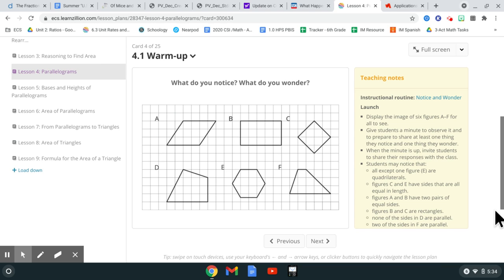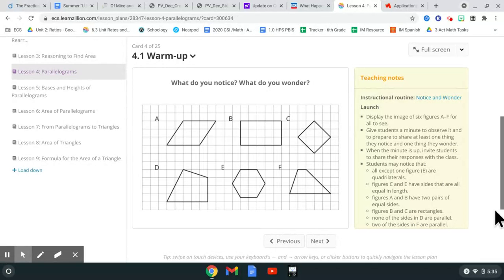Okay, today we're going to work on lesson 4 in unit 1, and today's lesson is called Parallelograms. We're going to learn a little bit more about what a parallelogram is, and of course then we're going to explore area and parallelograms. All right, so to start out with, what do you notice? What do you wonder? Pause the video, and as a group, I would like you to talk about what you notice and what you wonder.